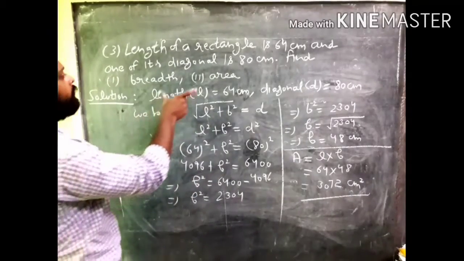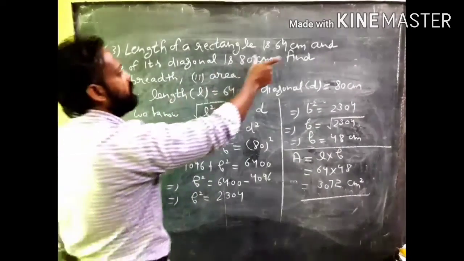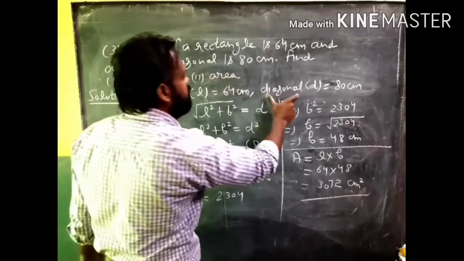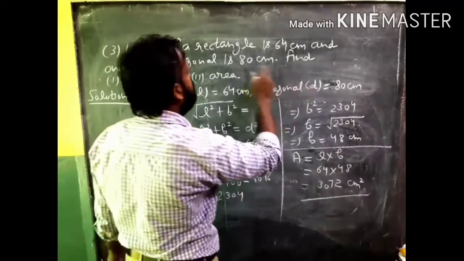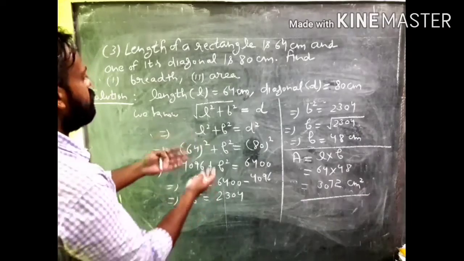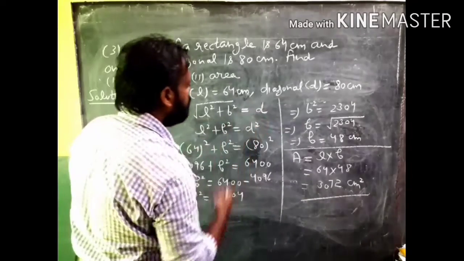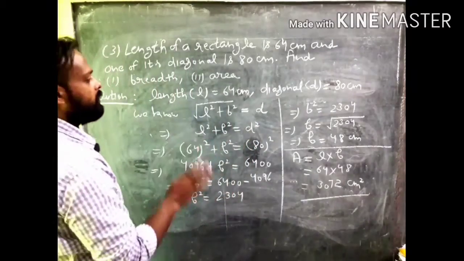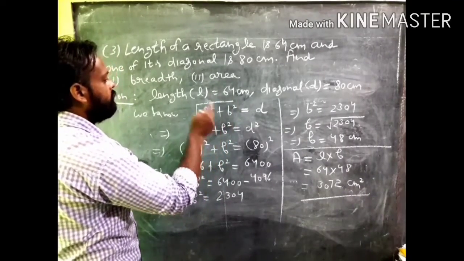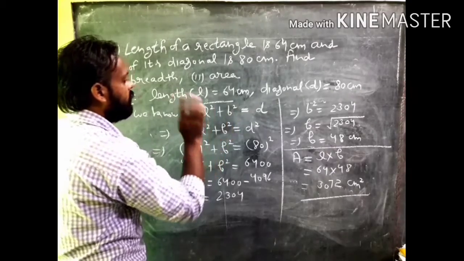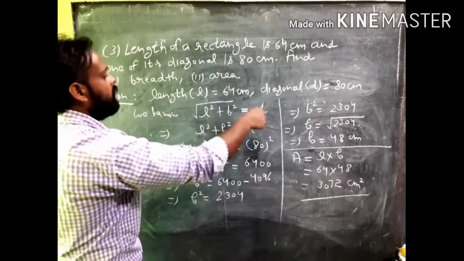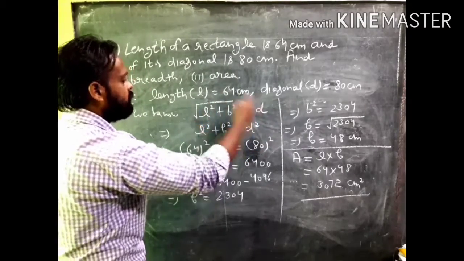See its solution. The length L is given, that is 64 centimeter, and its diagonal is given. The length of the diagonal D is 80 centimeter, and we have to use the relation of the length, breadth and the diagonal. In simple terms, when the diagonal is given to us and one value, either L or B, is given, then we have to apply the formula in this way.